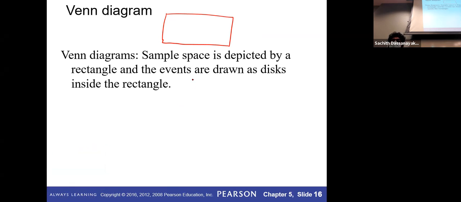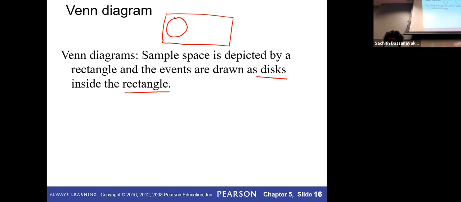Okay, events are drawn as disks inside the rectangle. In general we use circles, but you can use any shapes, like triangles, it doesn't matter. They have mentioned to use a rectangle for the sample space and a disk for the events.